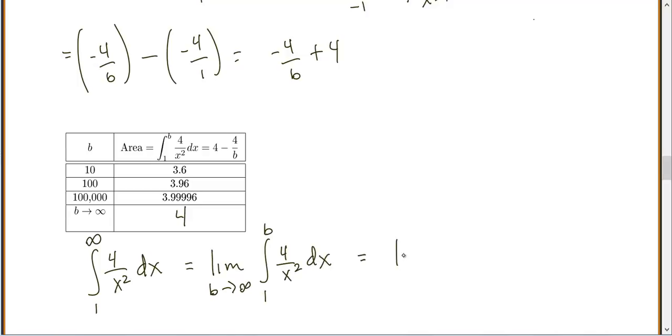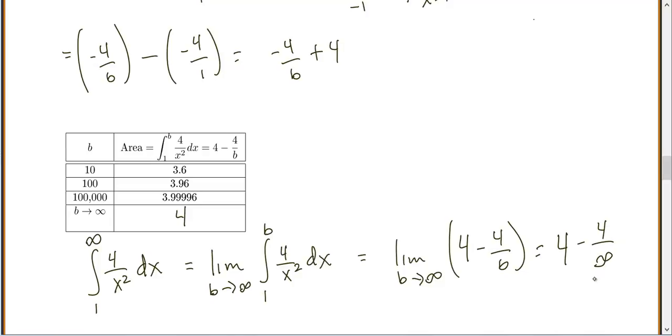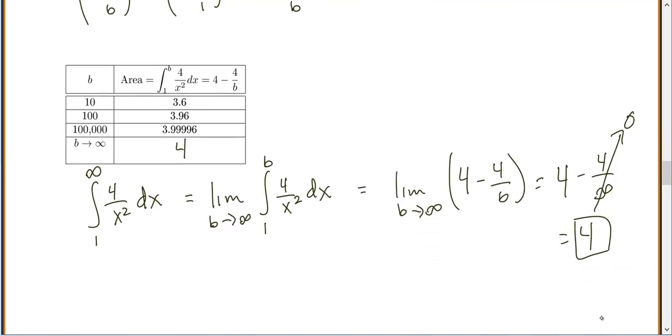Now, we already found that integral up above. So we just need to now find the limit as b goes towards infinity of 4 minus 4 over b. So I'm going to have my 4, and it's going to be minus 4 over infinity. So if you think of 4 over infinity, we're dividing by really, really big numbers, and when you divide by big numbers, it goes to 0. So my answer is 4. So that means the area is 4.